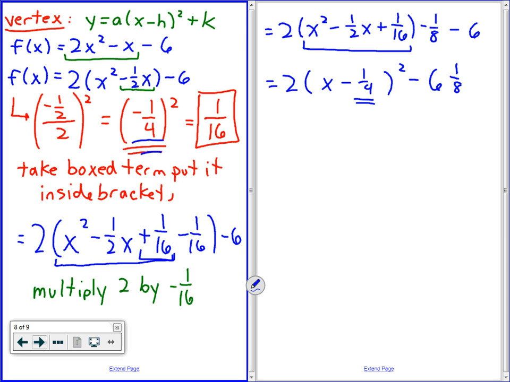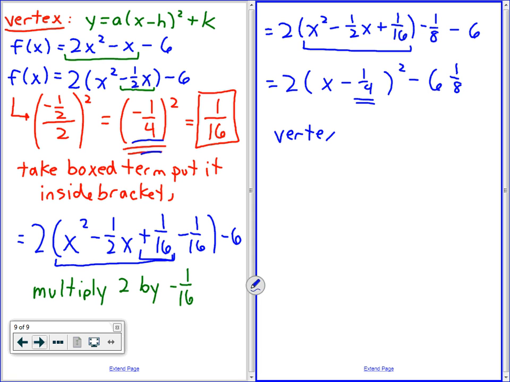Okay. What is my vertex, and which way does this thing open? Good. It opens up. And the vertex is negative 6. Okay, why does this one open upwards? Yes, the A value is positive. Right, because in this case, A equals 2.